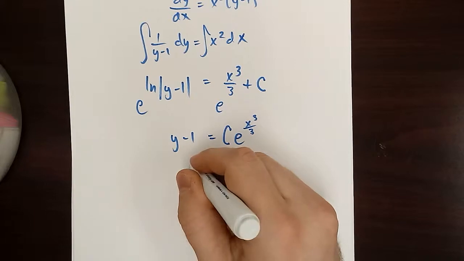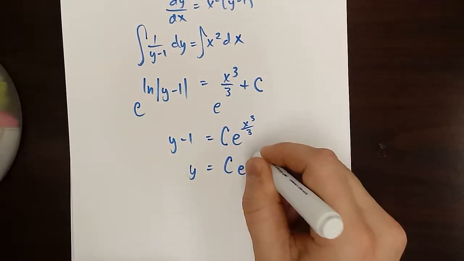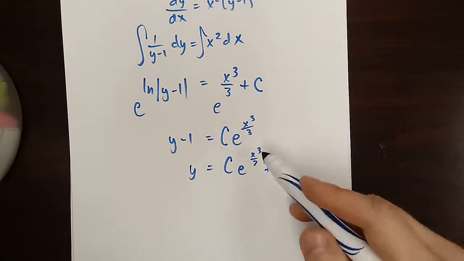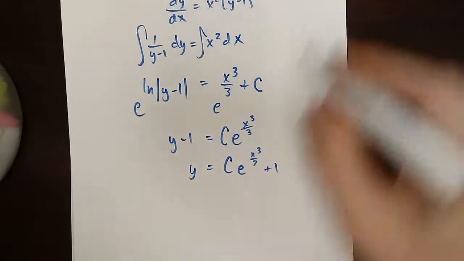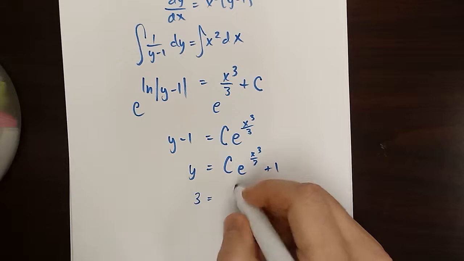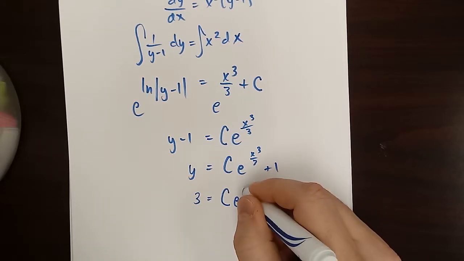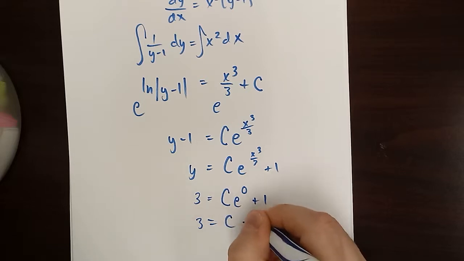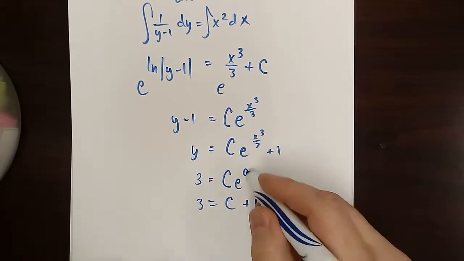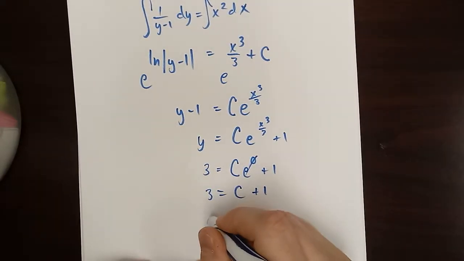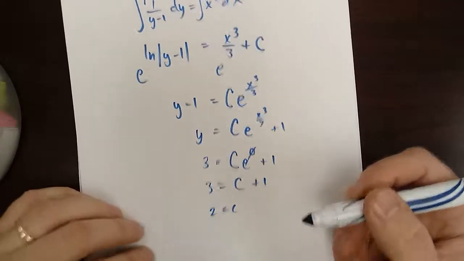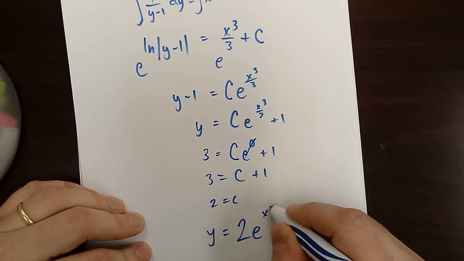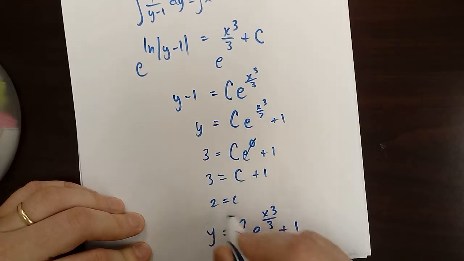So now I add the 1 to both sides and get y is equal to c e to the x cubed over 3 plus 1. All right, plug in 0 for x and get 3 for y. So 3 is equal to c e to the 0 plus 1. 3 is equal to c plus 1, because e to the 0 is 1, so c is equal to 2. Final answer, y is equal to 2 e to the x cubed over 3 plus 1.